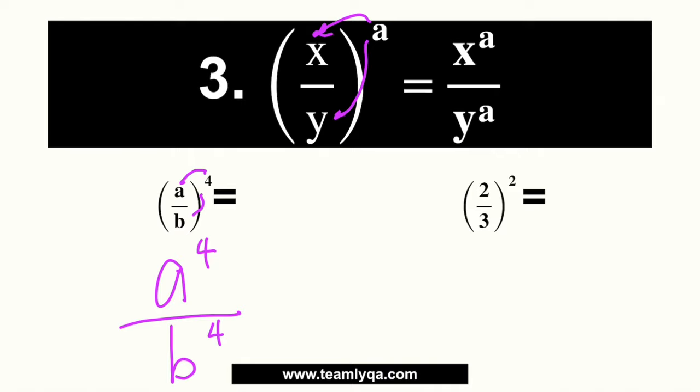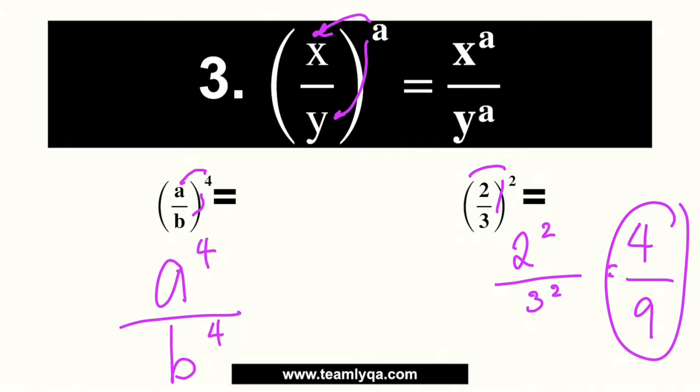Kung numbers naman ang pinag-uusapan, same thing, i-distribute natin siya. So, ang lalabas ay 2 raised to 2 over 3 raised to 2 or 2 times 2 na lang, which is 4, and then 3 times 3, which is 9. Yun yung magiging sagot. Okay?